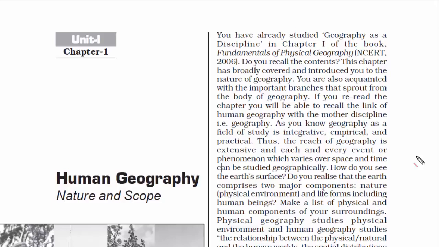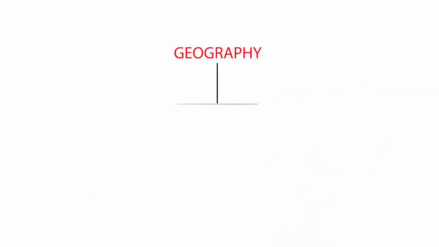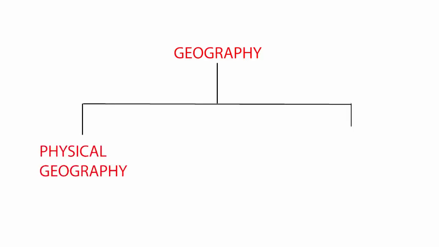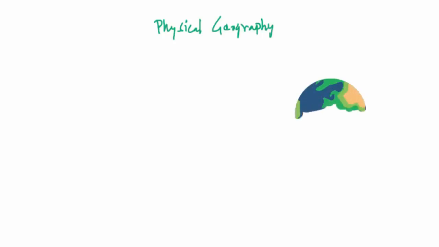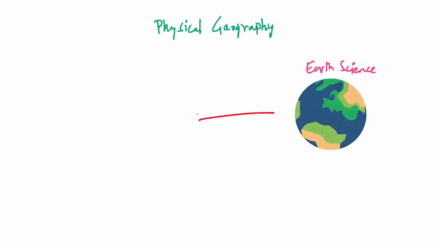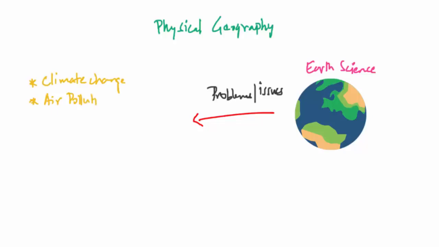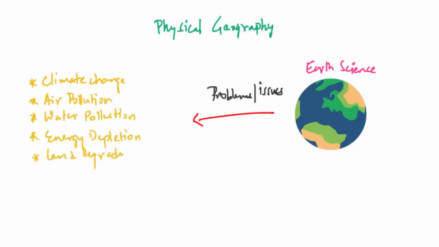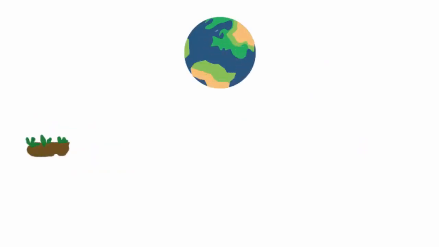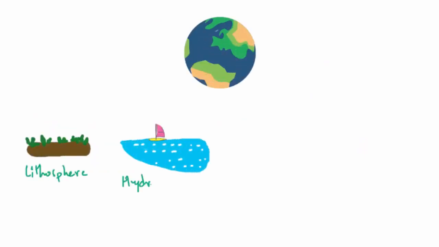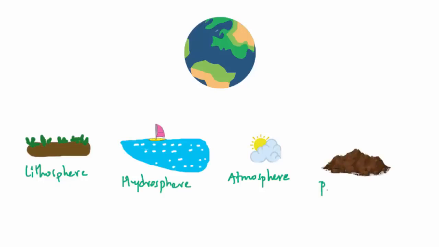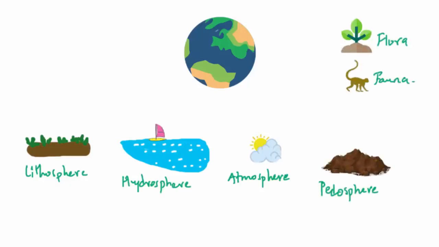Although this chapter is about human geography, let me give you an overview of geography as an academic discipline. Geography is divided into two branches, that is, physical geography and human geography. Physical geography, or sometimes we call it physiographic, focuses on geography as an earth science. It aims to understand the physical problems and issues of Earth. Now, Earth consists of lithosphere, hydrosphere, atmosphere, pedosphere, flora and fauna patterns, which means biosphere. All of this combines to form Earth.